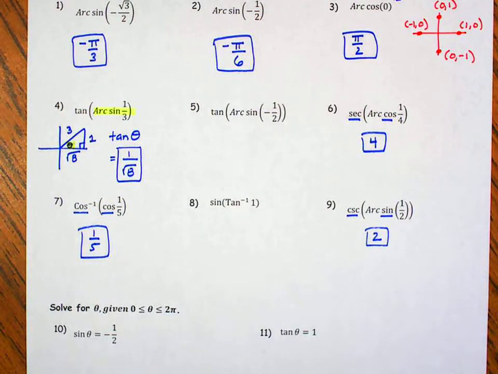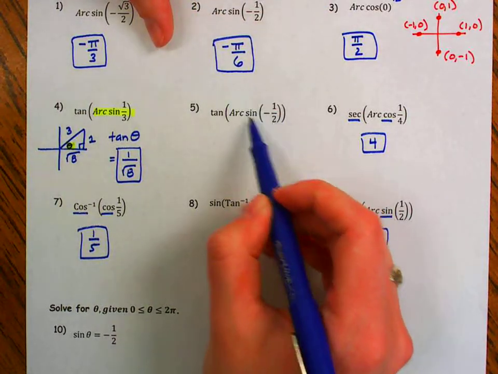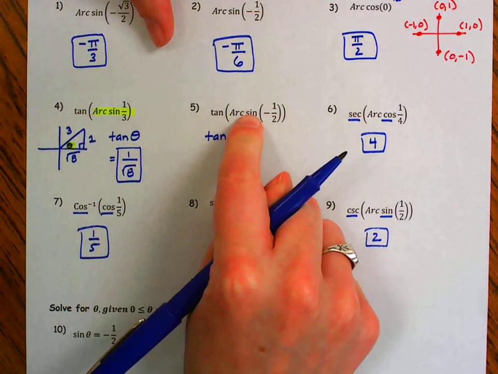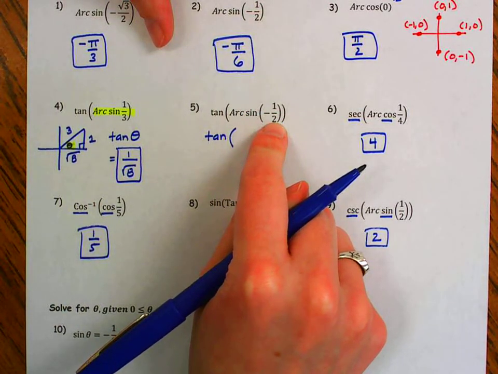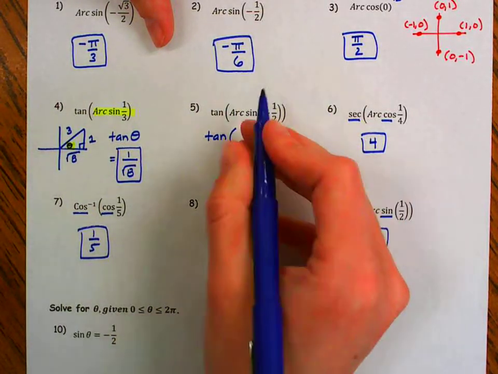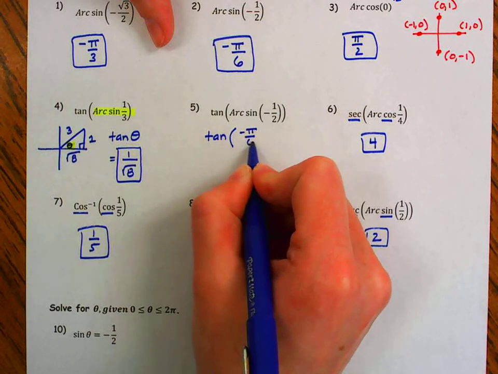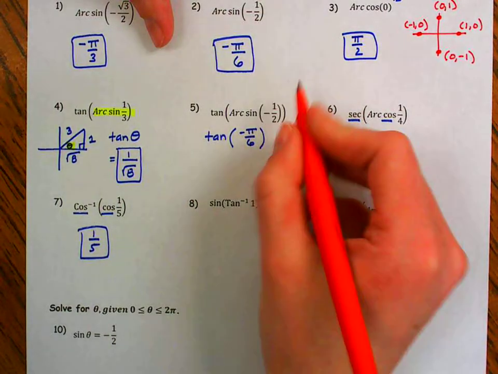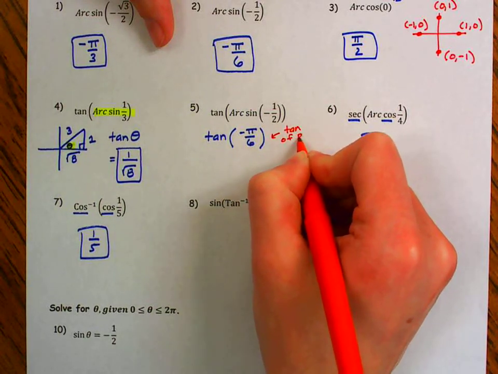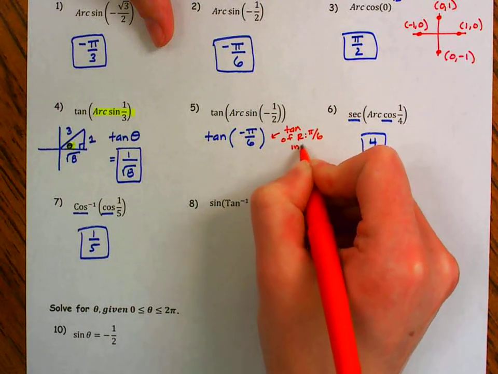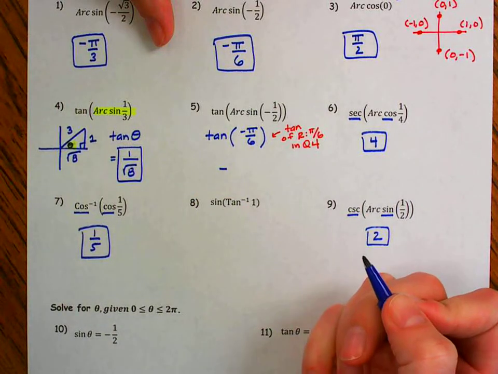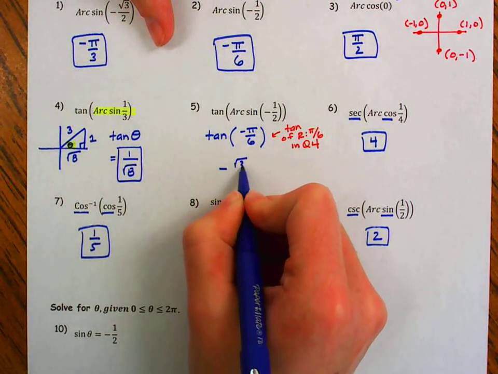Let's do another one. Okay, here we actually have a unit circle value. So I need to start by asking, where is sine 1/2? Well, sine is 1/2 at pi over 6. But you'll notice we're going to be in the fourth quadrant because it's negative, so my answer is going to be negative pi over 6. So this question is really asking, what is tangent of a reference angle of pi over 6 in quadrant 4? Okay, well, I know in quadrant 4 tangent is going to be negative, and I know that tangent of pi over 6 is root 3 over 3.